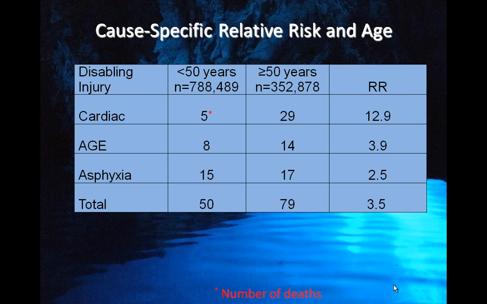Looking at some specific risks, cause-specific risks relative to age, we can also see that divers older than 50 years and divers younger than 50 years differ in their risk for cardiac events. That's about a 13 times higher risk for divers over 50 to die in diving from cardiac-related death. Probably the risk of people over 50 is 10 times higher than the risk of people under 50 to die of cardiac-related death, but there still is a significant number here.